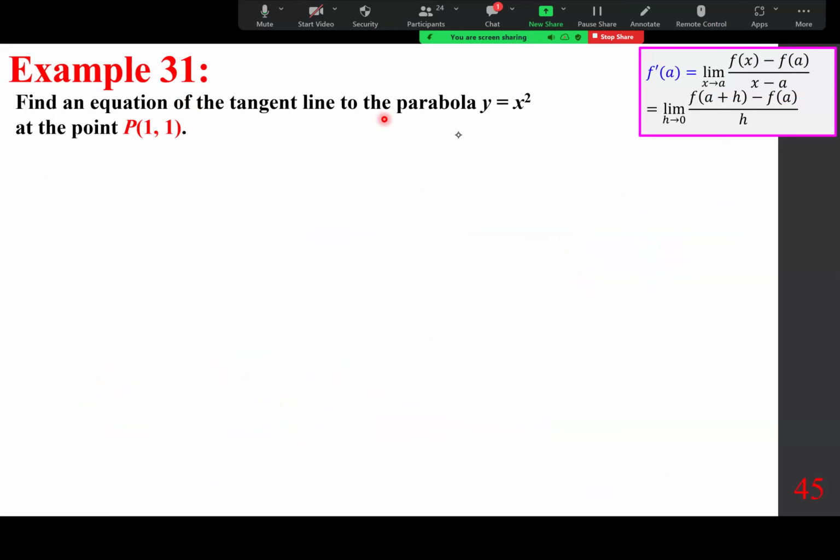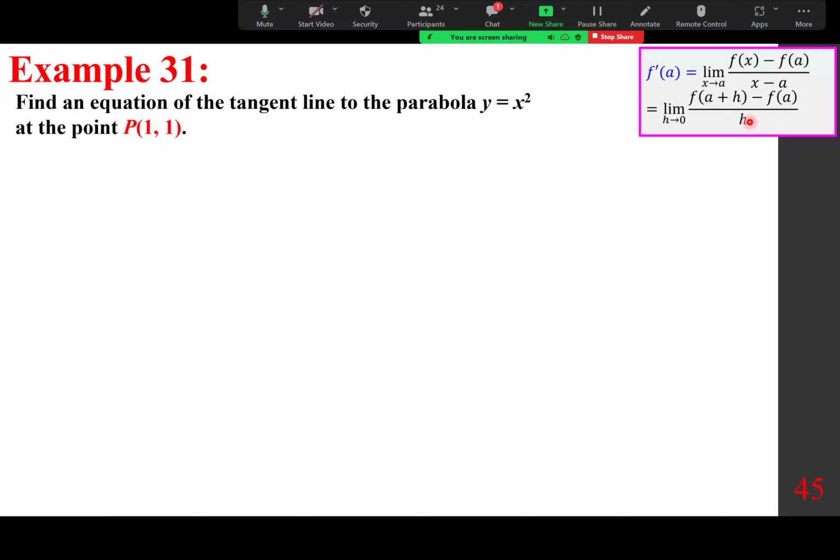Find an equation of a tangent line to the parabola y equals x squared at the point P with coordinates 1, 1. To find an equation of any line, we need two things. We need the slope and we need a point. The point is given. So how do you find the slope? You have to take the derivative. To take the derivative, we are going to use the definition because we are not there yet that we can use the formulas. And in fact, there are two definitions, and I'm going to do both for practice this time.